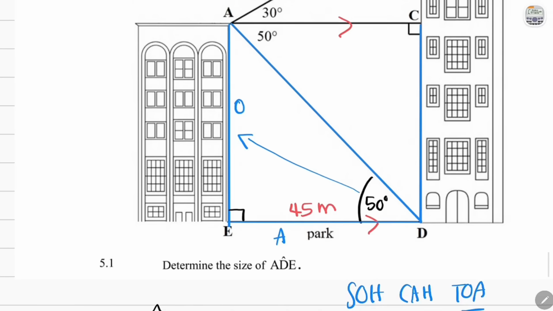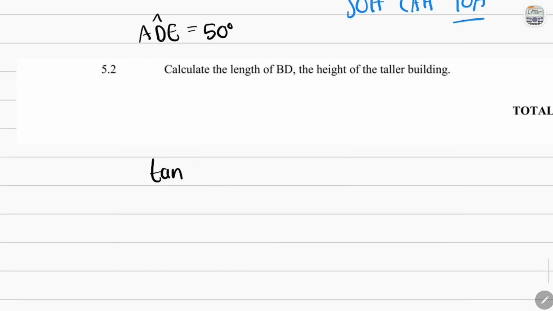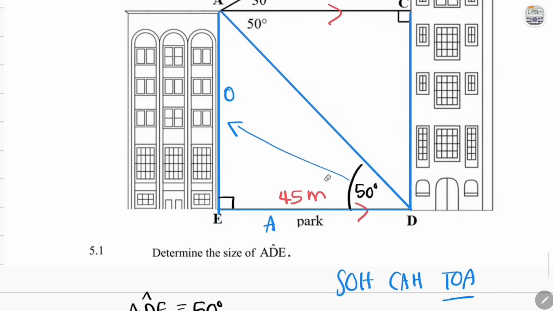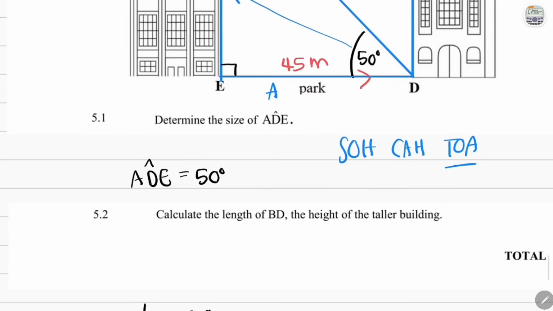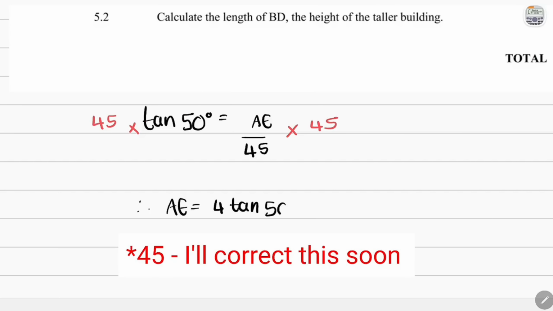So let's go ahead and find this first. We'll just say tan, and our angle is 50 degrees. So tan 50 degrees equals the opposite side over the adjacent side. That is the opposite side AE over the adjacent side that we already have, which is 45 meters. And how do you find AE? To get AE alone, we need to get rid of the 45, so we multiply both sides by 45. We currently have that AE equals 45 tan 50 degrees.